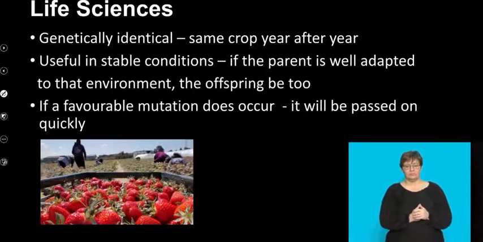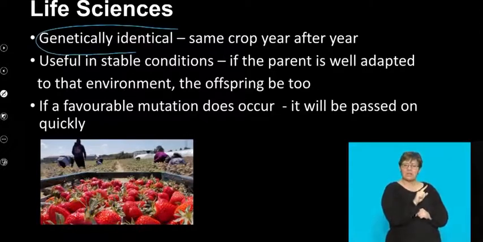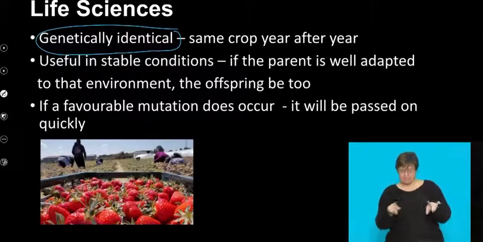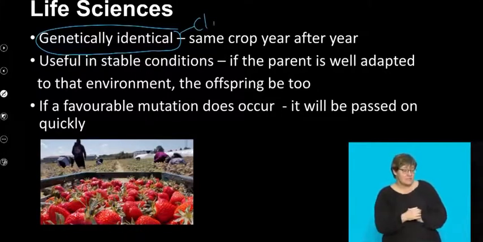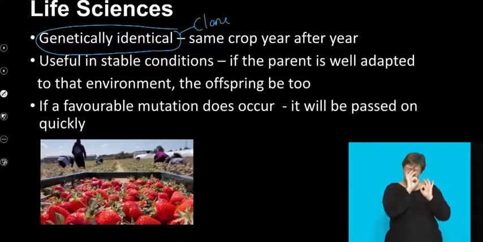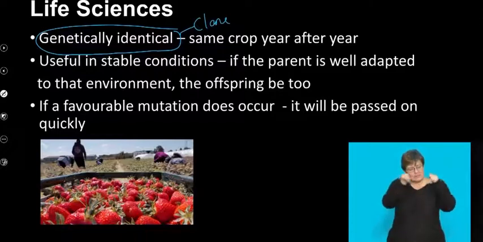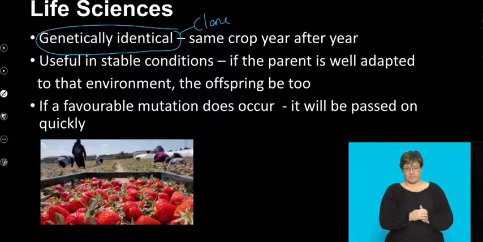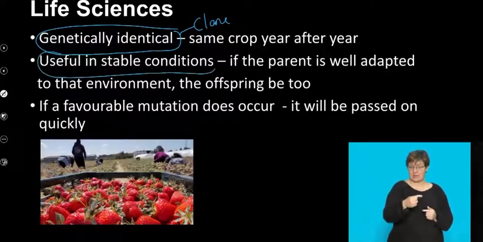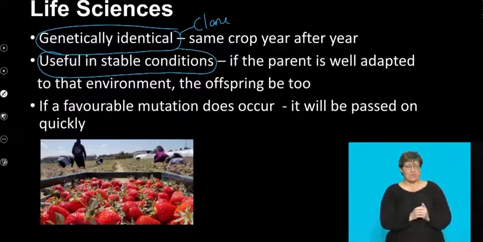Now we're getting into a concept that you're going to look at much later when you do more DNA, when you do grade 12 work. This is called genetically identical. What that means is, remember we said we made a clone. And a clone means I know what I'm getting year after year after year. So remember, it's all about this predictability. Now, when things are genetically identical, this is good when conditions are stable.